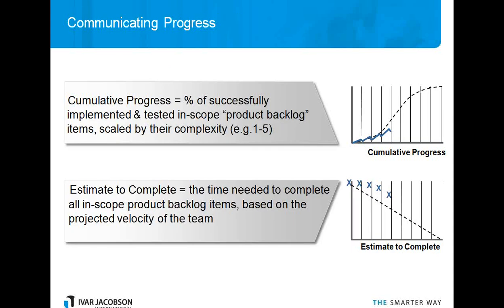So, communicating progress. The way that I like to communicate progress is to not base it on schedule, as you would on a classic or waterfall style project, but to base it on a progress curve that's based on the percent of successfully implemented and tested in-scope product backlog items, scaled by some complexity. So you see a simplified chart on the right.